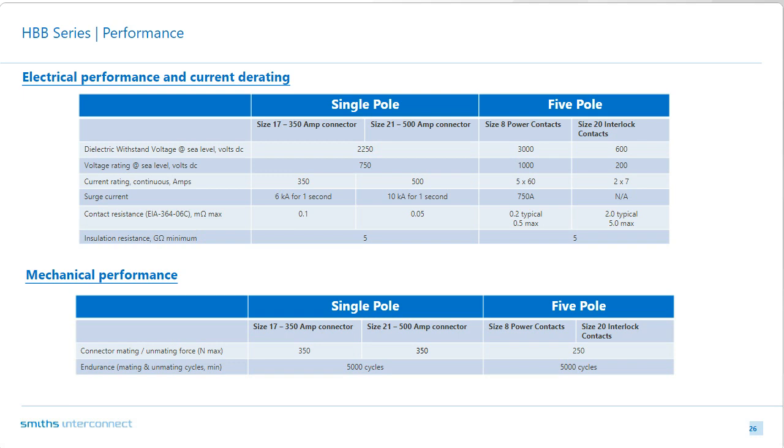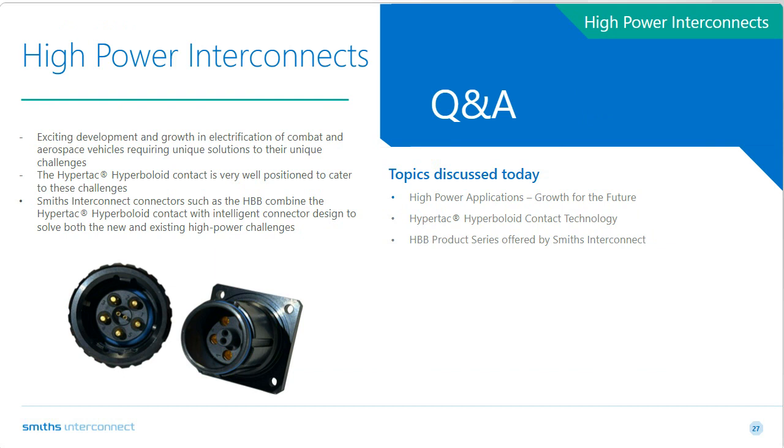Now I'm going to move to a summary of what I've spoken about so far, and then we'll move to Q&A. We've spoken about the exciting development in growth of electrification of combat vehicles and aerospace vehicles that require a really unique solution and unique challenges. The hyperboloid contact is very well positioned to cater to those challenges, and Smith's Interconnect connectors like the HBB combine both the hyperboloid contact and intelligent connector design to solve both the new and the existing high power challenges. The topics we discussed today were high power applications for the future, hyperboloid contact technology, and the HBB product series. With that, I'll hand over to Katie to walk us through the Q&A.